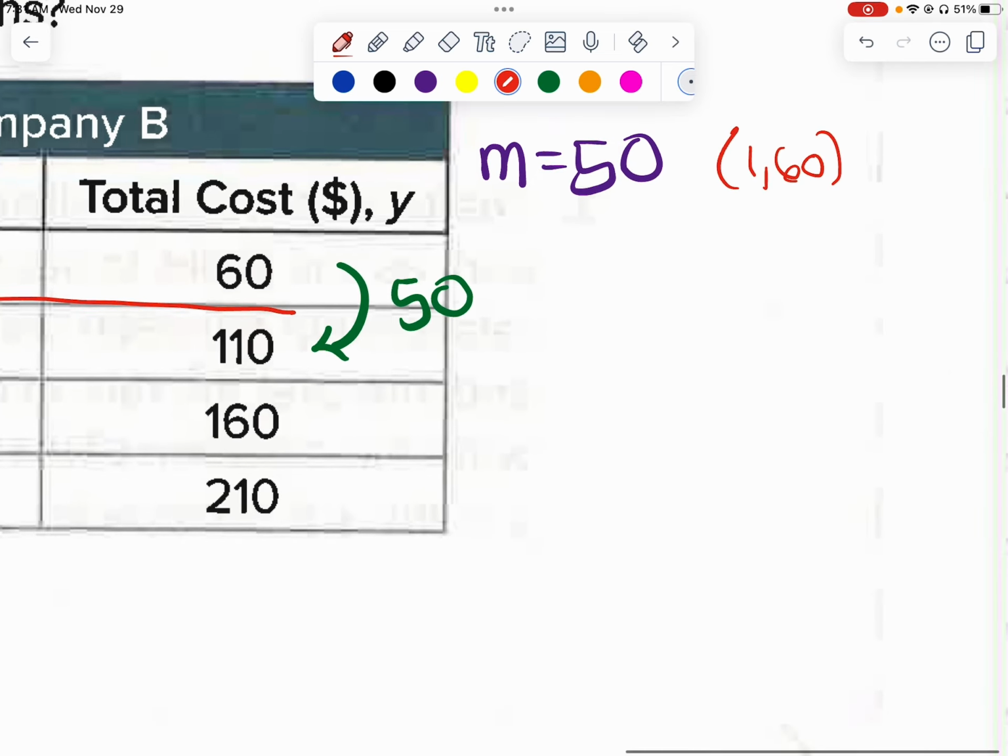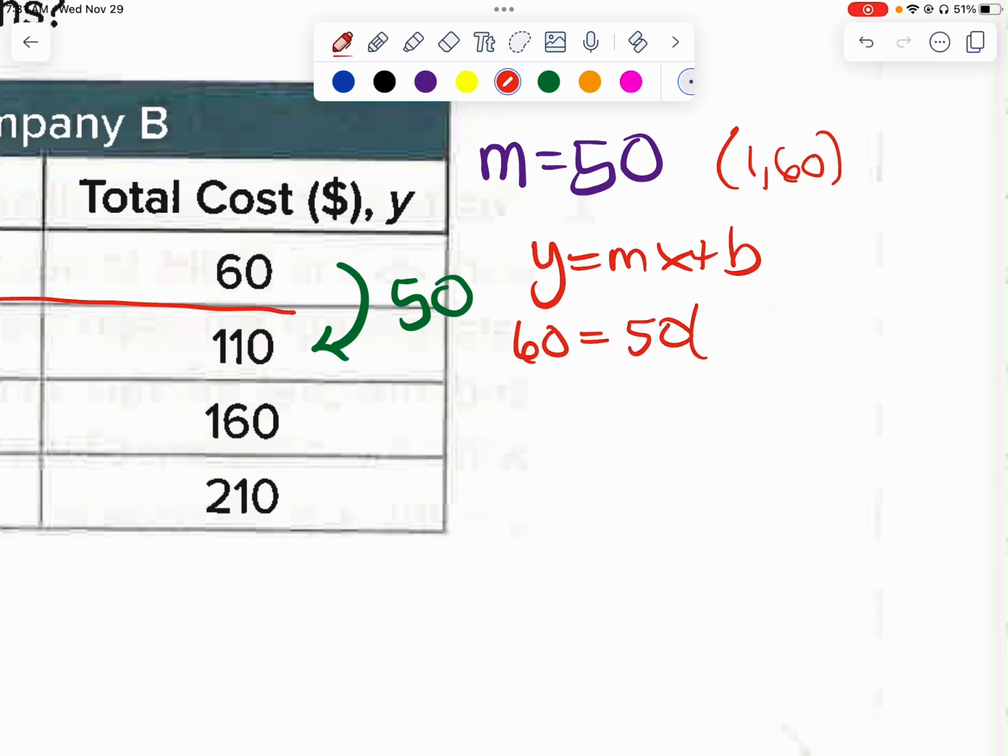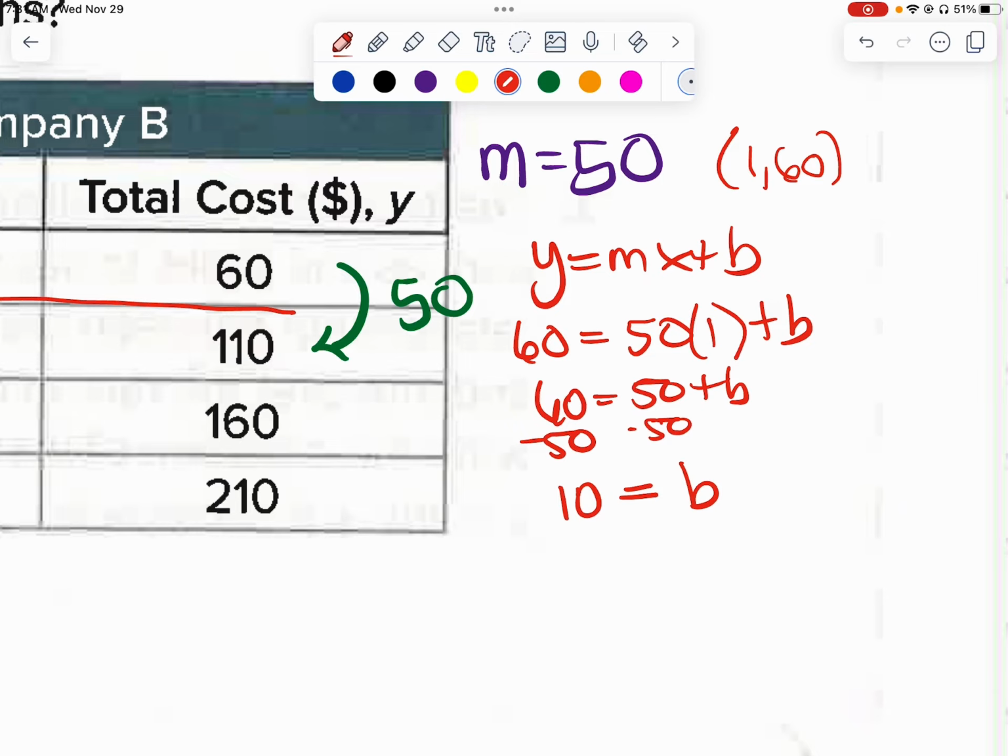0.160. So I'm going to do this. So y equals mx plus b. I'm going to replace the y, the m, and the b, and the x to find b. So 60 equals 50 plus b. Subtract 50. And I'm going to get 10 is equal to b.